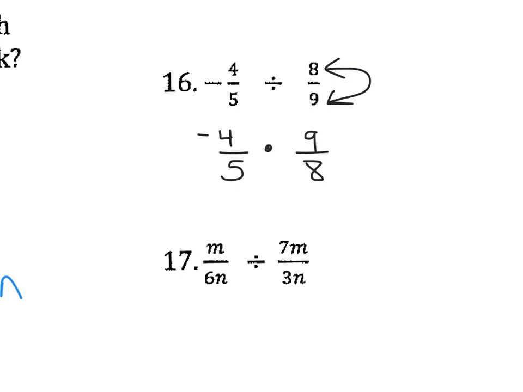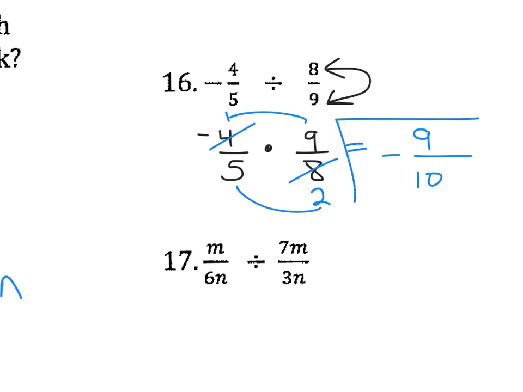After I've set it up, I can simplify. I know that 4 and 8 I can divide by 4. 4 divided by 4 is 1, 8 divided by 4 is 2. Now I multiply across top. Negative times positive is negative. 1 times 9 is 9, and 5 times 2 is 10. So that's my answer.